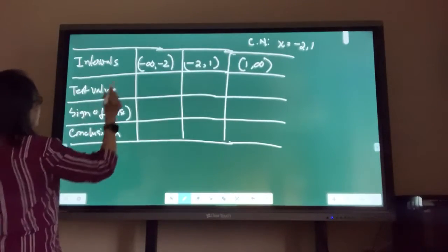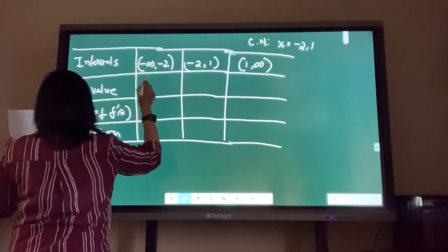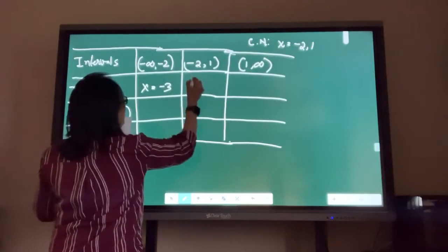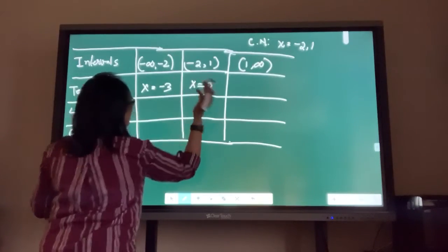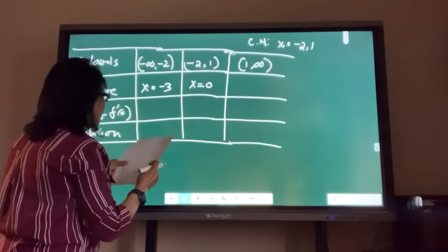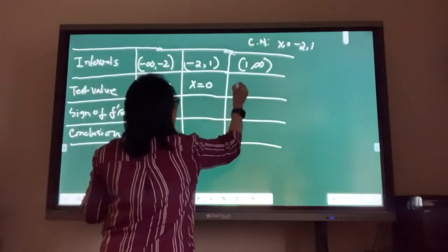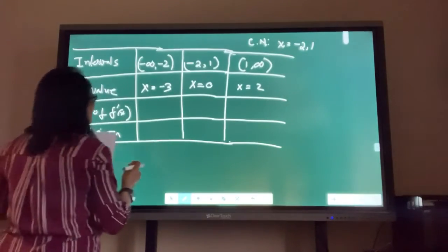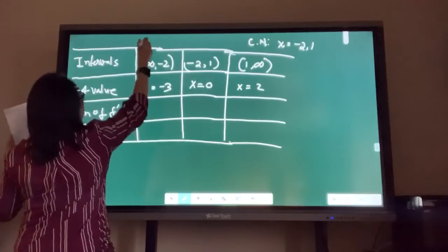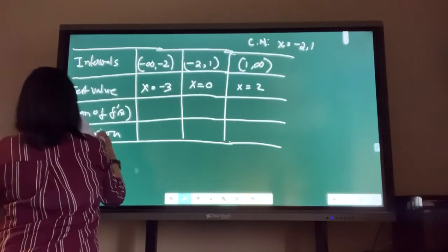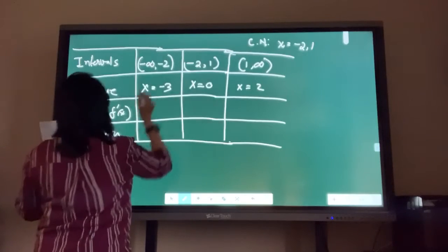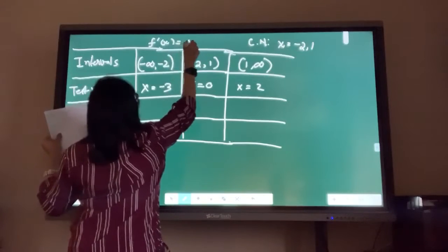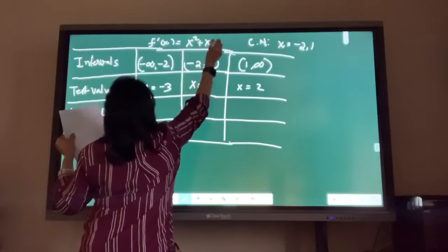Now the test value could be chosen as anything in between these. So I'm choosing x equal to, say, -3 here. Between these two, I am choosing 0, which is always a good number in my opinion because it makes the calculation quicker and easier. Then I'm choosing x equal to 2 for the last one. These are my test values. Okay, so let's also put up on the top what my derivative was that I used earlier. f prime of x is x squared plus x minus 2.